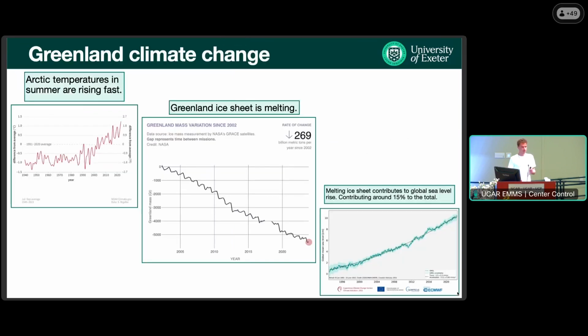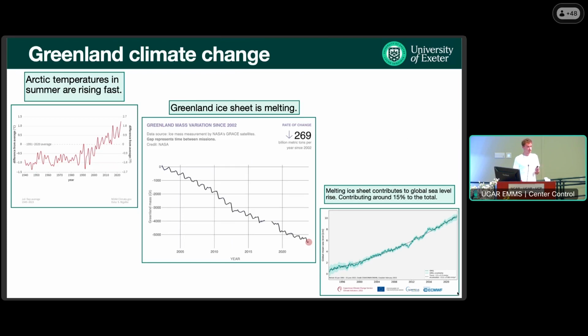So this slide is just summarizing what's happening over Greenland in the summer. As you all know, temperatures are rising, and over the Arctic region, they're rising rapidly. You can see on the left panel, from around 1990, a strong increase in surface temperatures. This is causing the ice sheet over Greenland to melt. Since the year 2002, around 270 billion tons of meltwater have been released into the ocean, which then contributes to sea level rise, with about 15% of the total sea level rise coming from the Greenland ice sheet.